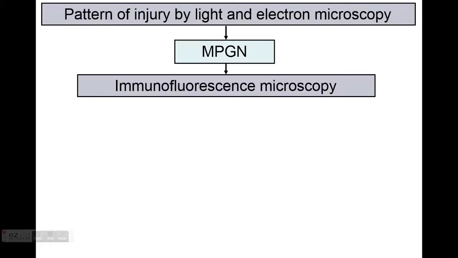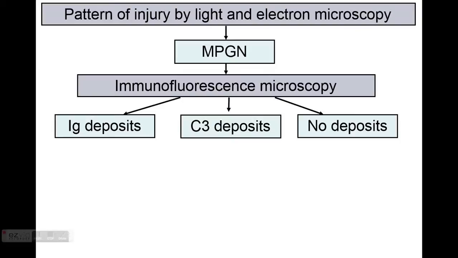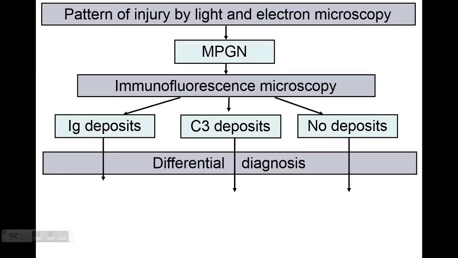But as you could imagine from even what I just said, you really need immunofluorescence microscopy to tell you what is behind this pattern and what is depositing. So when you have immunofluorescence microscopy, you will figure out whether you have immunoglobulin deposits or C3 deposition without immunoglobulins, or you don't have deposits to begin with. So your differential diagnosis will really depend on that, and this is what you will see.